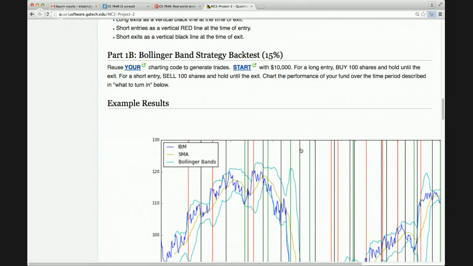And again, when you enter a short position, you hold it until the exit. Then you exit. If you're short, you exit with a buy. If you're long, you exit with a sell.